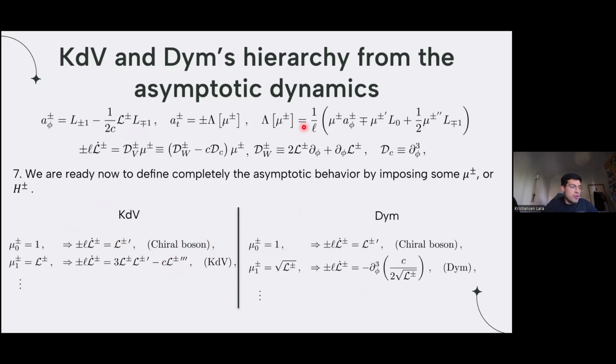Notice the following, that for both, if you choose mu equals 1, then you will have a_phi, but these expressions will vanish, and then you will arrive at Brown-Henneaux boundary conditions. So within this formalism, Brown-Henneaux boundary conditions are encompassed here.